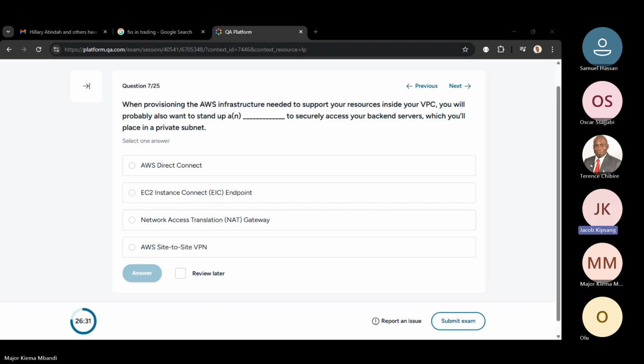AWS Direct Connect, EC2 instances connect endpoint, and NAT gateway, VPN, AWS site-to-site VPN. Okay.